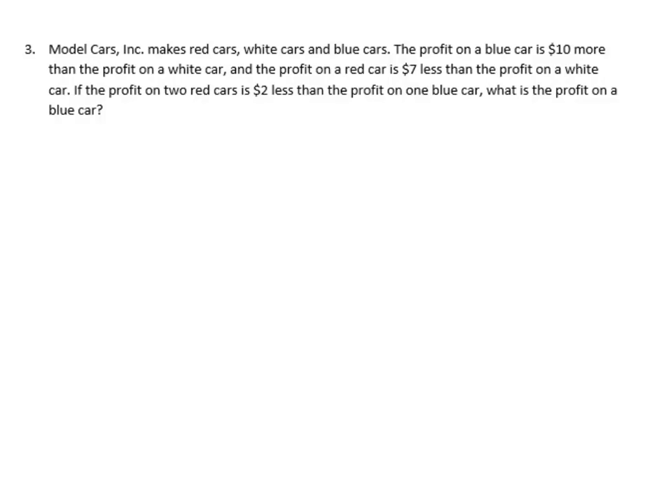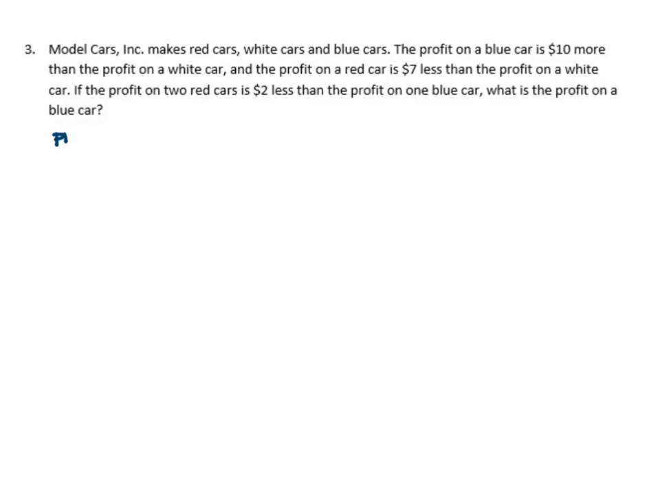Now, again, don't take it all in at once. Take pieces. So what we're going to do is identify again what the three things are. In this case, there are three different types of cars that we don't know. Our ultimate goal is to find out what the profit is on the blue car. So we're going to identify that we want the profit on the red, white, and blue cars. So we're going to write that down as our identifying the variables.